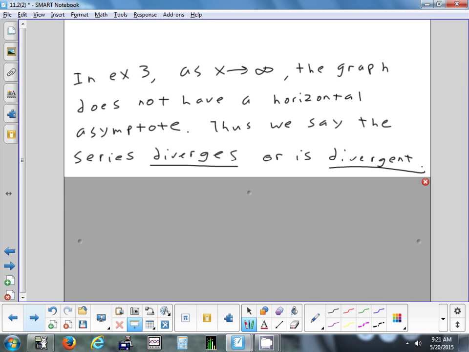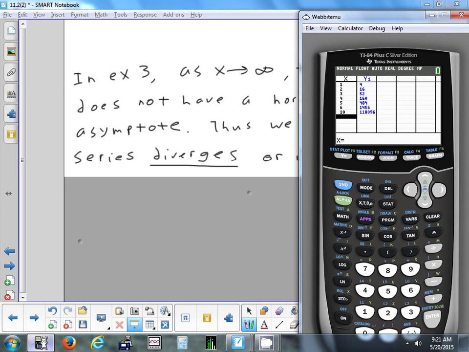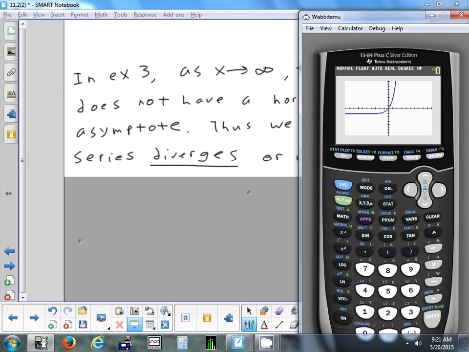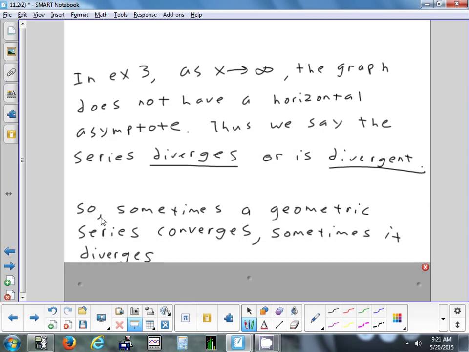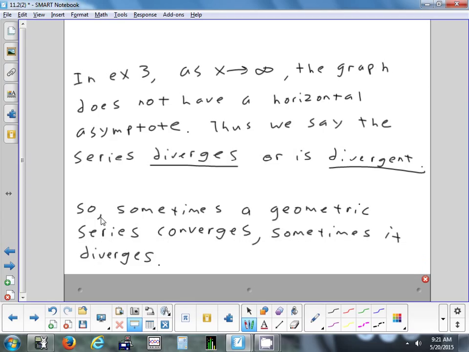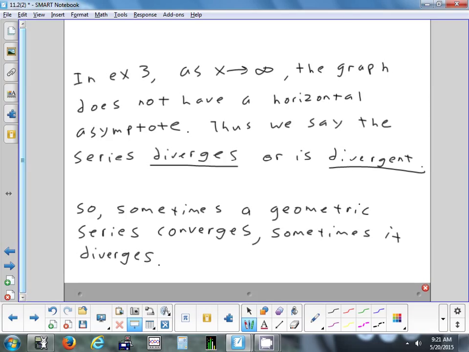I didn't actually show you the graph, I just showed you guys the table. But it's going to go off the screen pretty quickly. Okay, very, very quickly, it's just heading up. Okay, so since it's heading up, it's not approaching any values. Okay, there's no horizontal asymptote. We say that this series diverges, okay, or it's divergent. Right, so sometimes a geometric series can converge, sometimes it diverges. It depends.